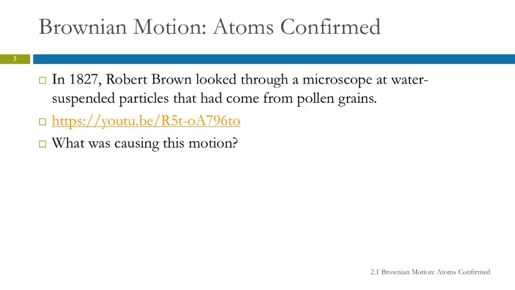So in 1827, Robert Brown was looking through a microscope at water-suspended particles that had come from pollen grains. So pollen grains floating on water, and he's looking at them with a microscope, and he sees there are actually smaller pieces coming off of these grains of pollen. And I've got a video here. It's obviously not a video of his work in 1827, but it's the same sort of thing he was looking at. So let's look at this.